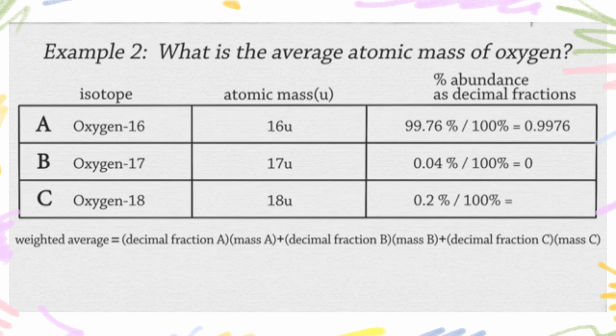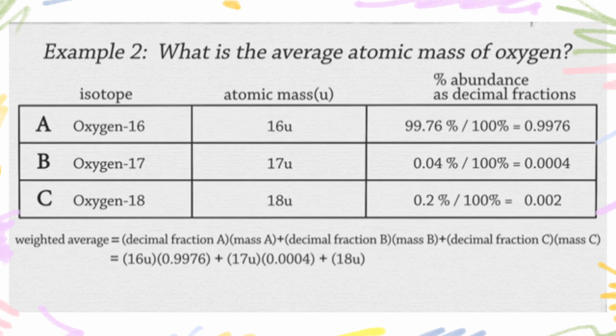0.9976, 0.0004, 0.002. The weighted average is 16 times 0.9976 plus 17 times 0.0004 plus 18 times 0.002. That equals 16.0044, or approximately 16.00 unified atomic mass units.